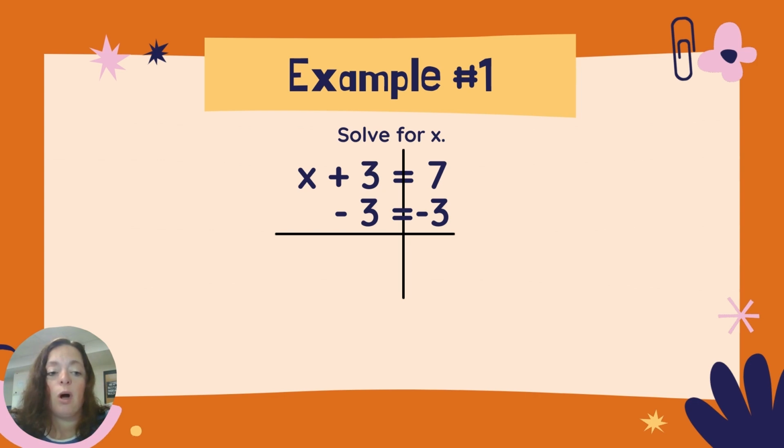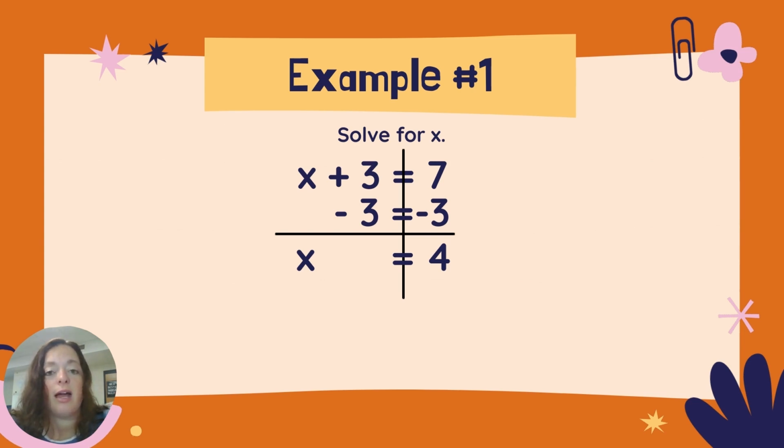Then we have to figure out what is on the left side. What's remaining? If we take away 3 from the x plus 3, we're going to see just x is remaining. And on the right side, if we do 7 minus 3, we will have 4 remaining. So your solution looks like this, x equals 4. But we want to make sure we check our answer. It's always good to know how to check to see if you're correct.